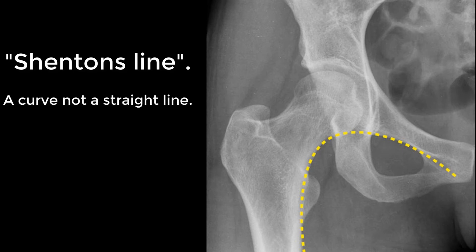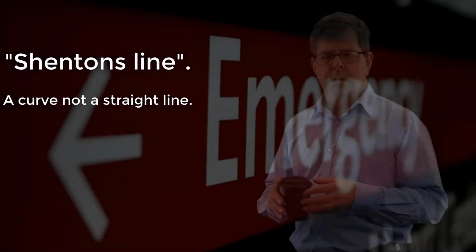External rotation makes the lesser tuberosity more prominent. And look at the trabeculae. Are they disrupted? Finally, are there any sclerotic areas caused from impaction?